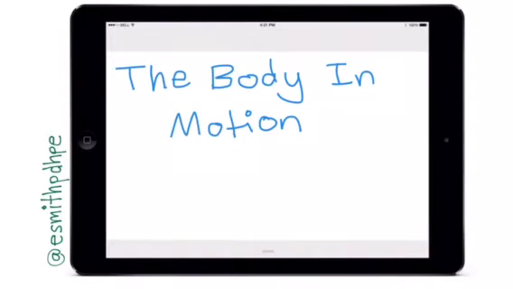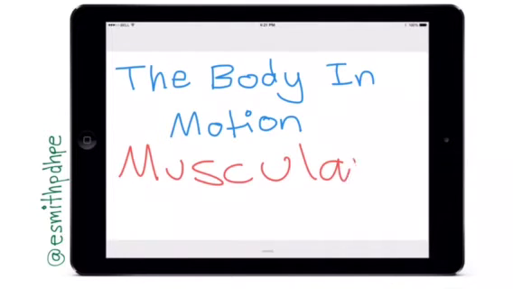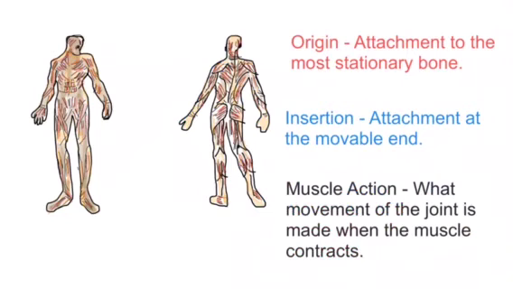Welcome back. Today we are looking at the body in motion, more specifically the muscular system. There are more than 600 muscles in the body and they are all attached to bones. The role of the muscles is to contract. When they contract, we move.